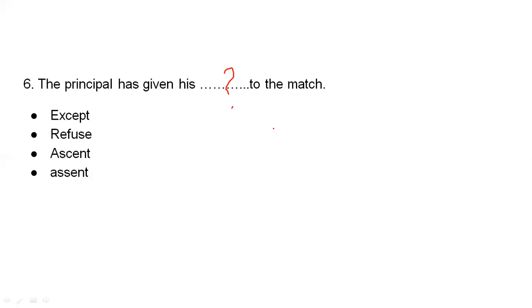So students, just run your mind. Given something means definitely it will be a noun. It won't be a verb. Here all are verbs: accept, refuse, accent. But accent means what exactly? Accent means the way you talk. Again, it's not a noun. But this assent is a noun. Assent is a permission. The principal has given his what? He has given his permission. So your correct answer will be assent.